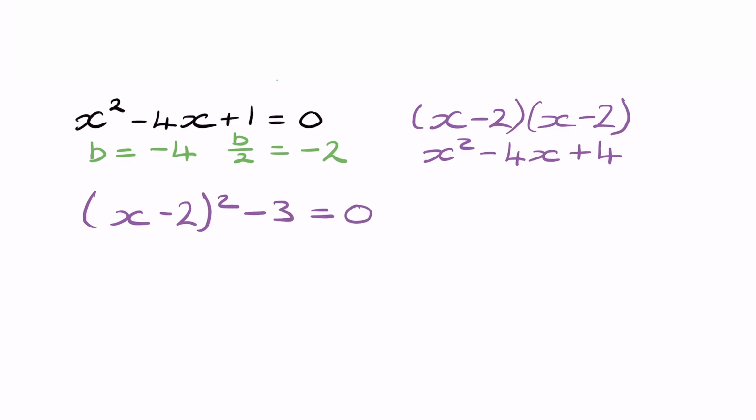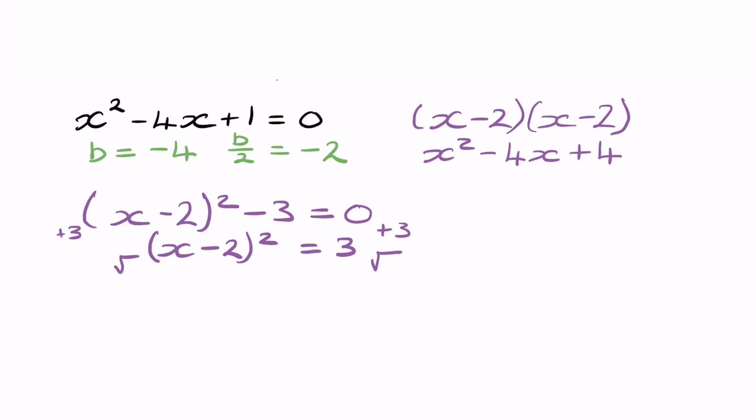And now we just go ahead and solve like a normal equation where we want x on one side and numbers on the other. The first thing we're going to do is move this negative 3 over to this side, and being a negative, we need to turn it into a positive. So we're going to add 3 to both sides. That gives us (x - 2) squared equals 3. Next thing, we want to remove the squared term, so we're going to take the square root of both sides.